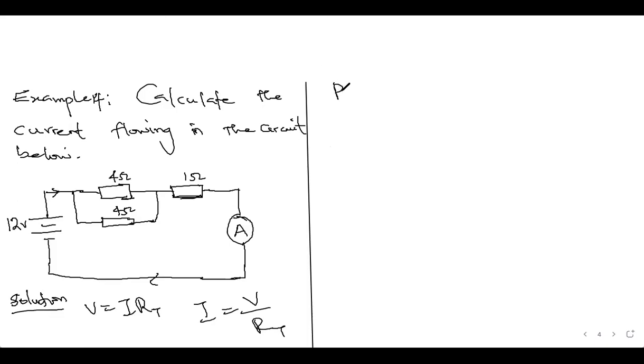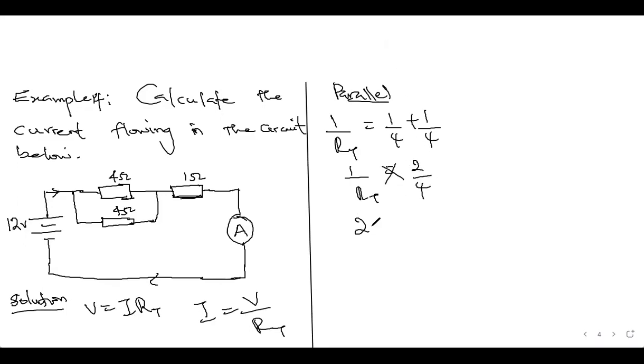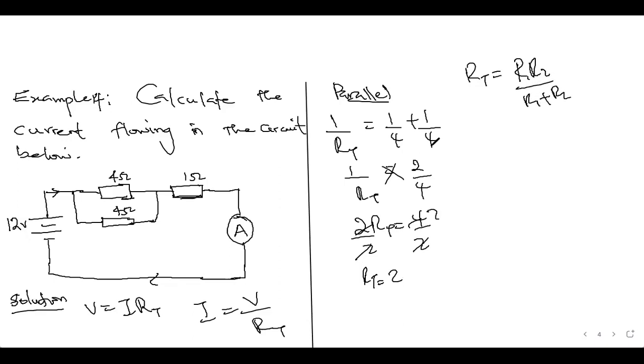2 resistors in parallel. If I do the parallel first, I will have 1 over RT equals 1 over 4 plus 1 over 4. Then 1 over RT will be 2 over 4. We will cross multiply, 2RT equals 4, then divide by 2, so RT will be 2. As a shortcut, if you have just 2 resistors in parallel, just use this formula. RT is product over sum. So R1 R2 over R1 plus R2. That will make life easy.